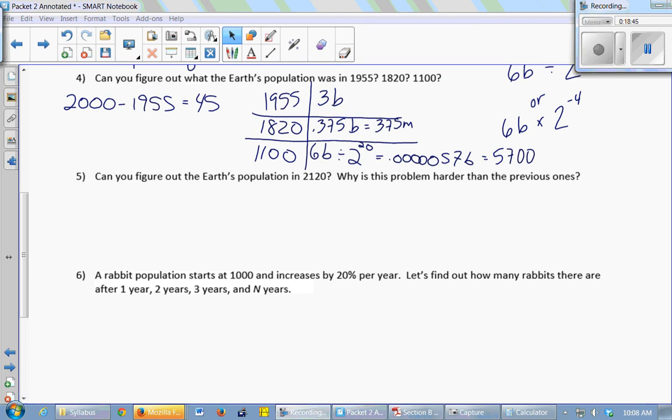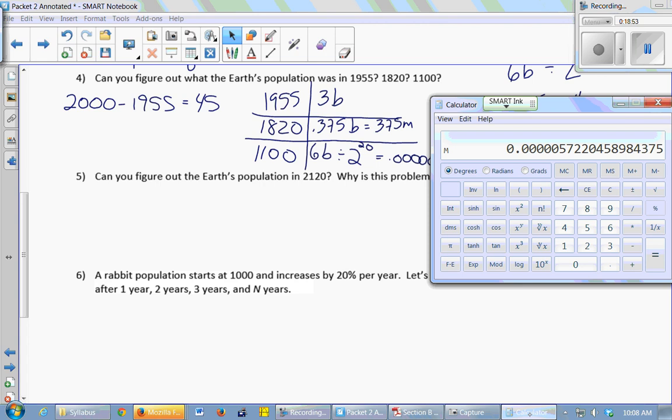Okay, so most of you have started to approach this problem the same way we did the other ones, right? You said, oh, 120 years have passed, 2,120 minus 2,000. And then you say, okay, how many sets of 45 is that? Because however many sets of 45 it is, that's how many times you double the population. So you divide by 45 and you get, oh, this is what makes it a trickier problem than the previous ones. Because 120 is not a multiple of 45.